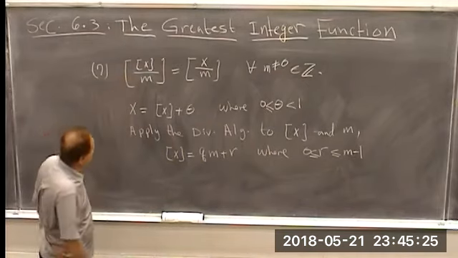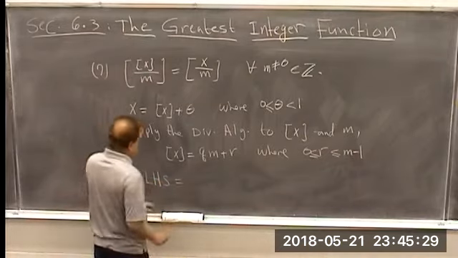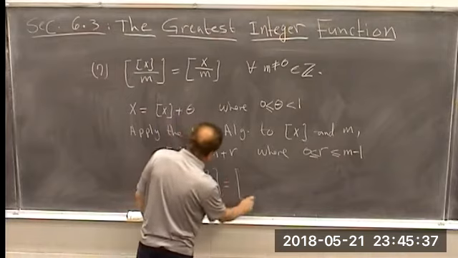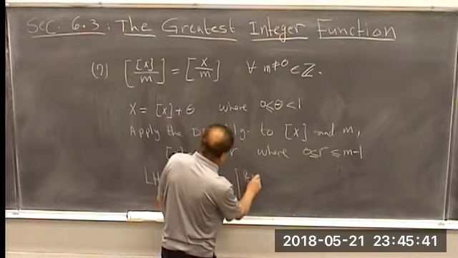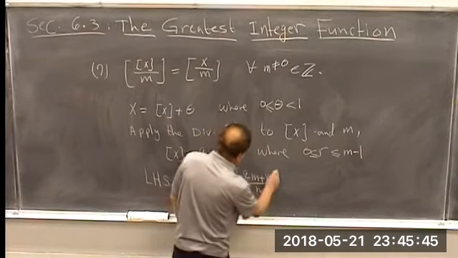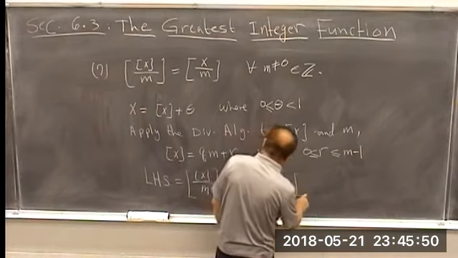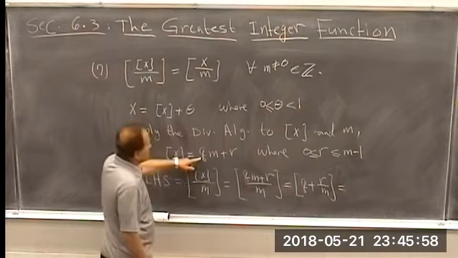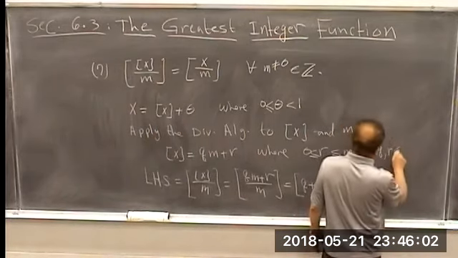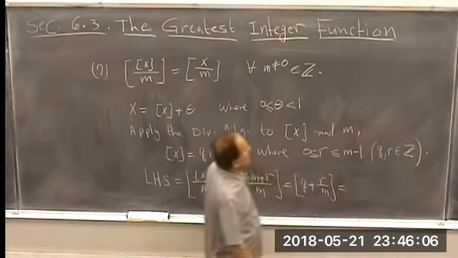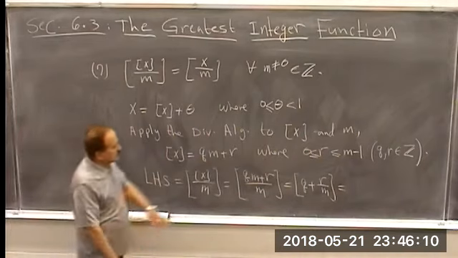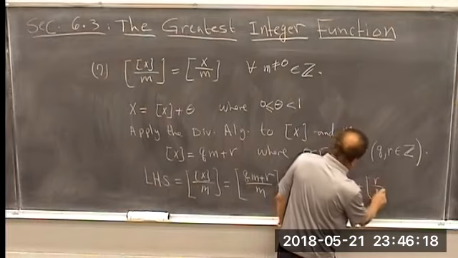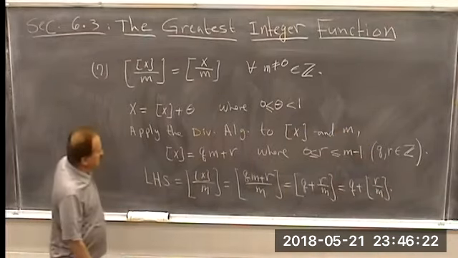All right, let's look at the left-hand side, which is the bracket of x over m. We replace the bracket of x by qm plus r, over m, and this is equal to the bracket of q plus r over m. Remember that q and r are the unique integers given by the division algorithm. So now we have an integer plus a fractional part, q plus r over m.